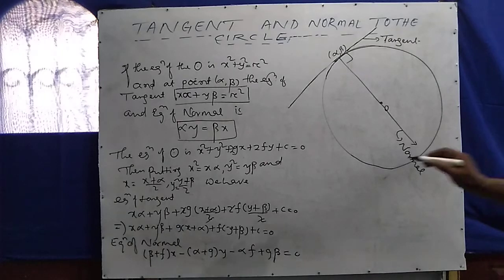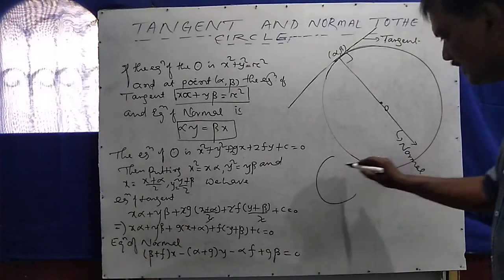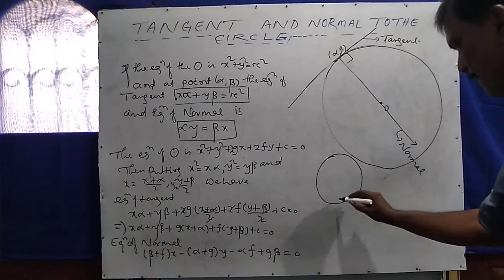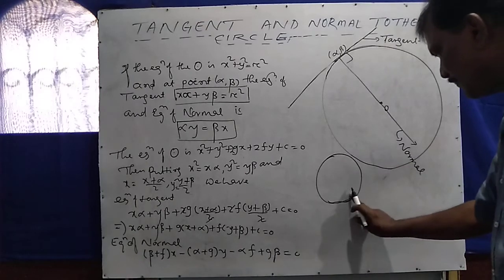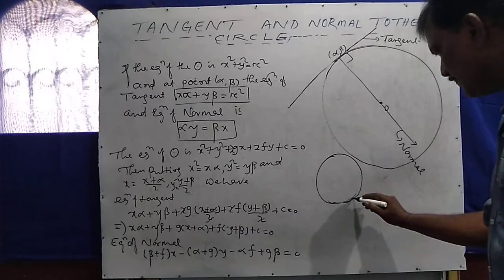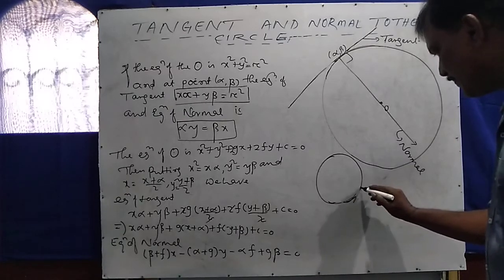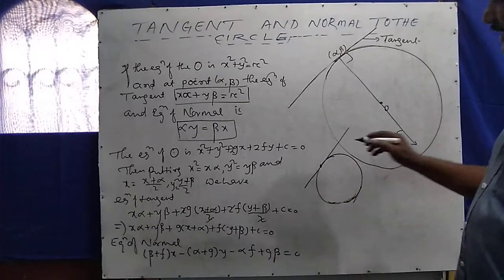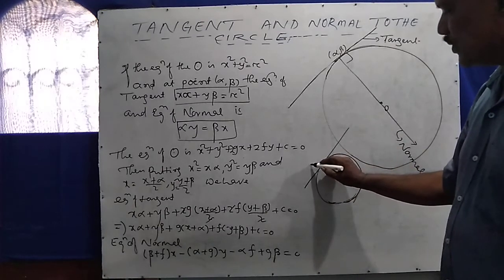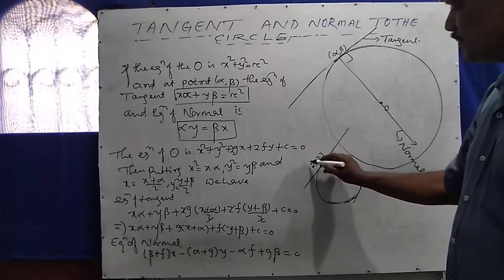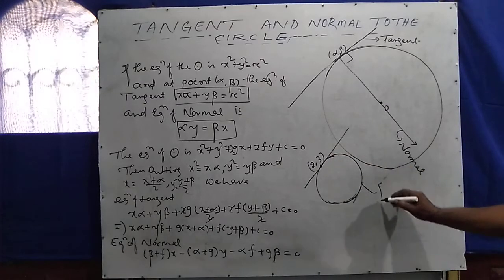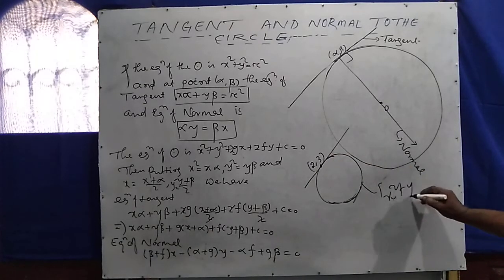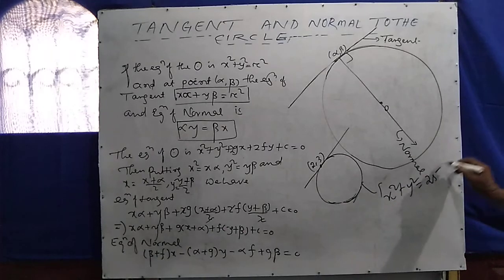Suppose you are given the point of contact to the circle. Here it is the circle, here is the point of contact, and this is the tangent. The point of contact is (2, 3). The equation of the circle is x square plus y square equals 25. This is the equation of the circle given, and the point of contact is this one.